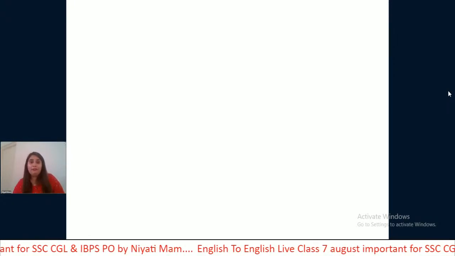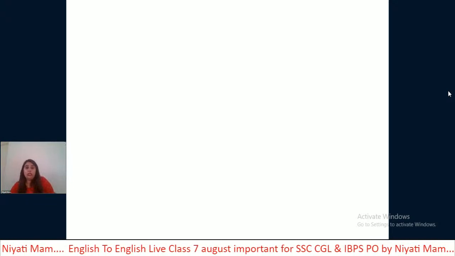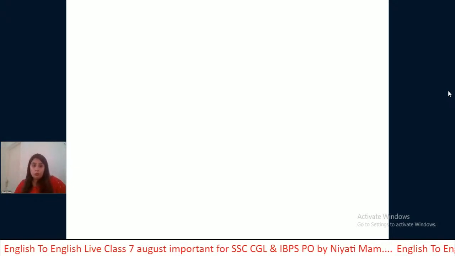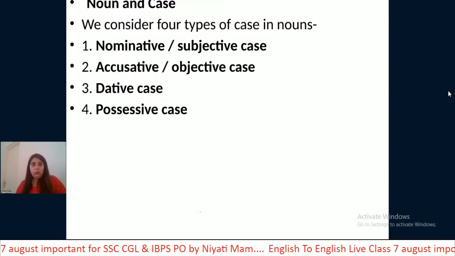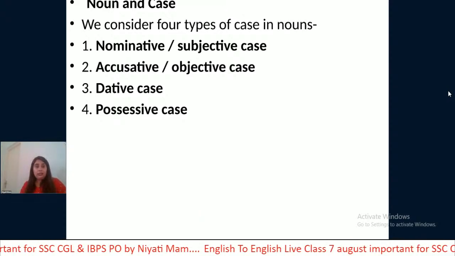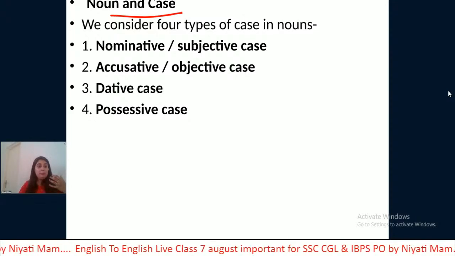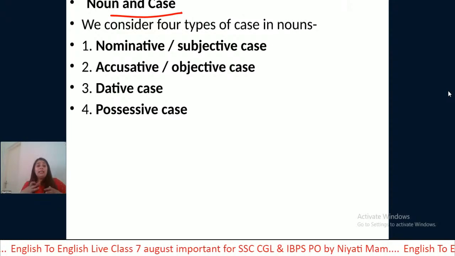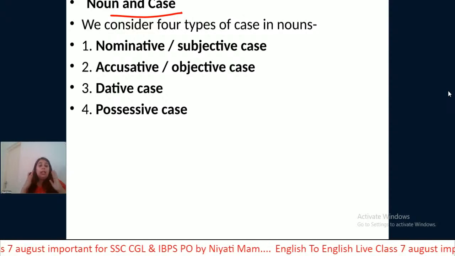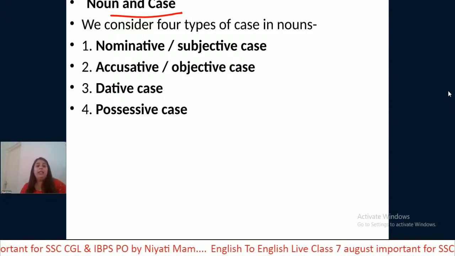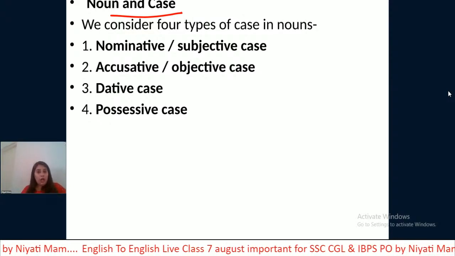See, each and every chapter is interrelated to each other. So you need to revise the chapter, then you should move on to the next chapter, right? Okay. So now the coming part is noun and case. First, let us understand what we mean by noun and case. Noun and case basically tells you in how many ways we can use a noun in English.